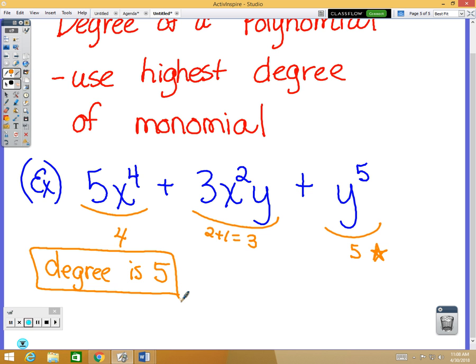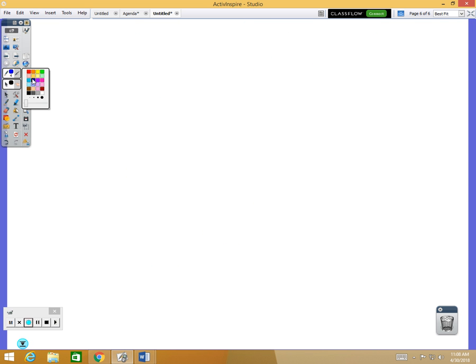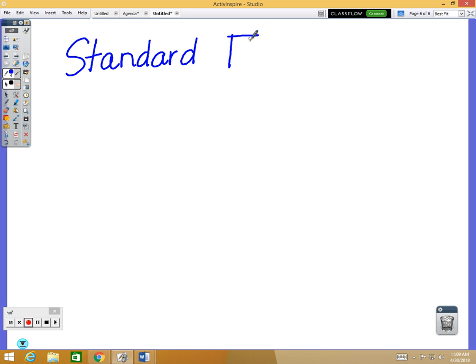Then, lastly, let's talk about simplifying polynomials, which I think you'll find pretty easy because we've done it already this year. We just didn't use the terminology necessarily. So, when we simplify a polynomial, it's called standard form. And when we write standard form, we want to basically do 2 things. We want to combine like terms.